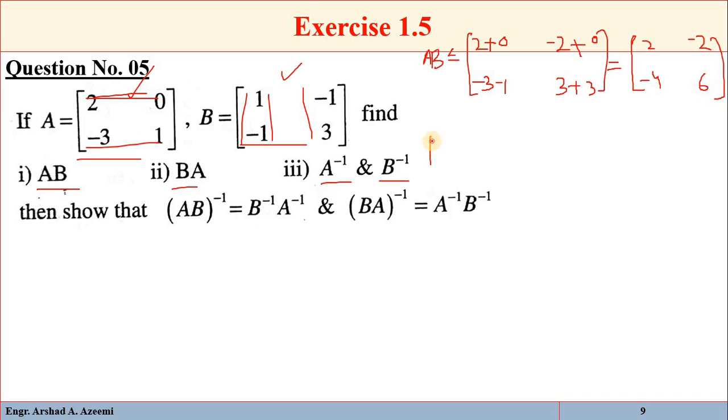Similarly, find out BA. Now we have to find out what? BA. Okay, so for BA we have to multiply the first row with first column. So 1 multiplied by 2, that will be 2. -1 multiplied by -3, so it will be +3. Now first row with second column, so 1 multiplied by 0, it will be 0. -1 multiplied by 1, it will be -1.